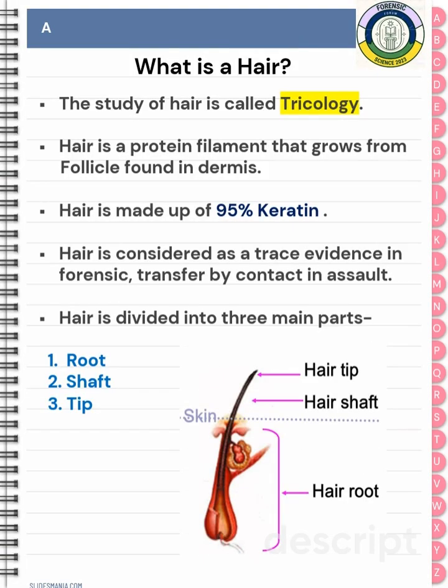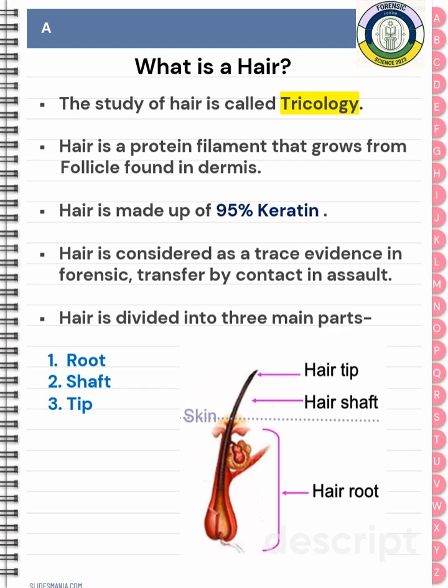What is hair? The study of hair is called trichology. Hair is a characteristic feature of all mammals. The human body is almost completely covered with hair follicles. The part of hair that is within the follicle is called the hair root.